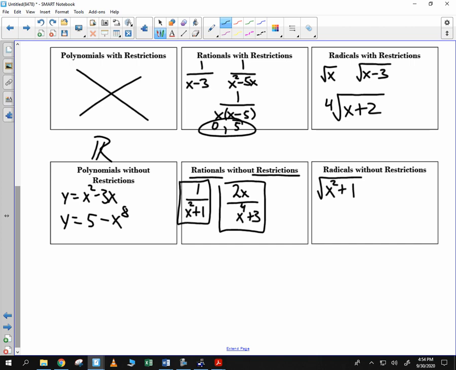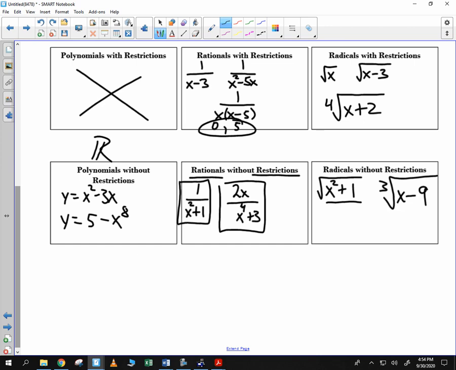The square root of x squared plus 1. Because x squared plus 1 will always produce a positive, and you can always take the square root of a positive. Here's another one: the cube root of x minus 9. You can take cube roots of negative numbers and positive numbers, so cube roots are okay.